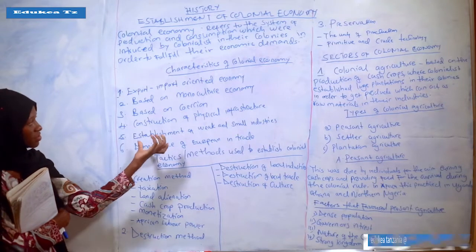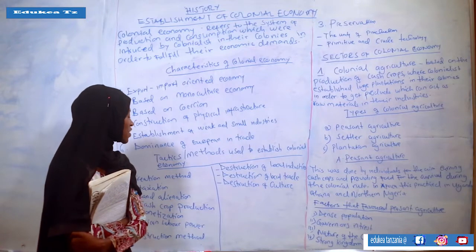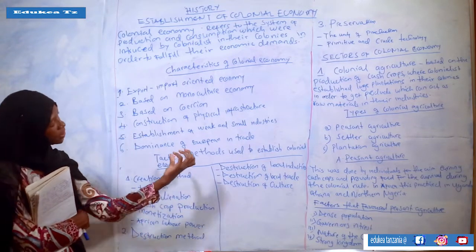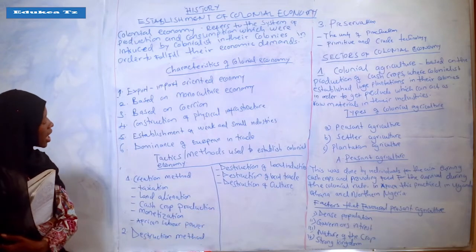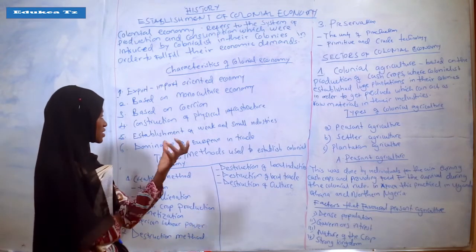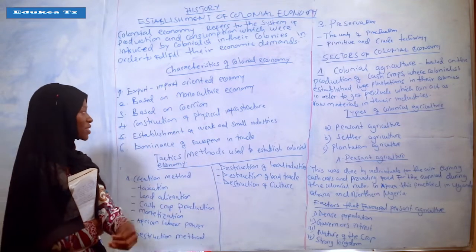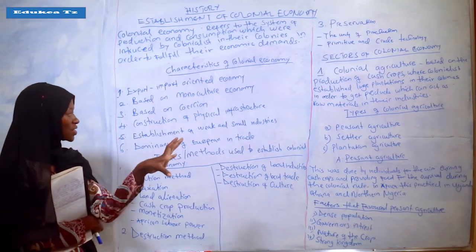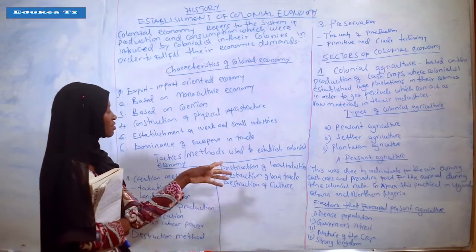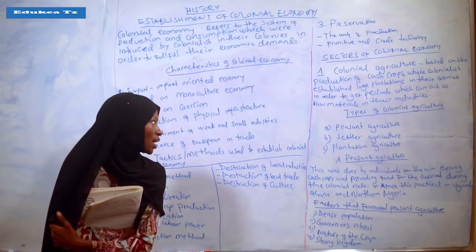Another is the construction of physical infrastructure. Physical infrastructure such as roads, railways, and harbors. These enabled them to transport raw materials from the interior land to the coast and then transported easily to Europe in order to fulfill their industry.